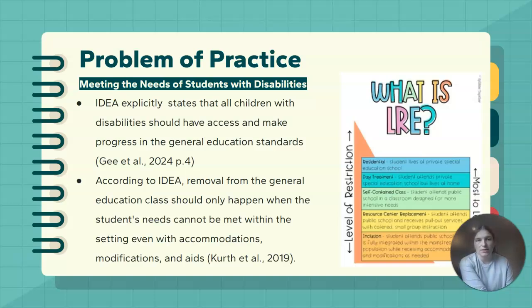So the general problem is, how do we meet those needs in the general education classroom, depending on the needs of the students? How are we ensuring that those needs are met, and how the students are being included in ensuring that equal access to education? And my more specific problem is, how can I do that?